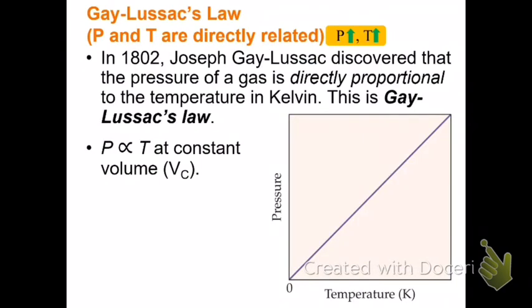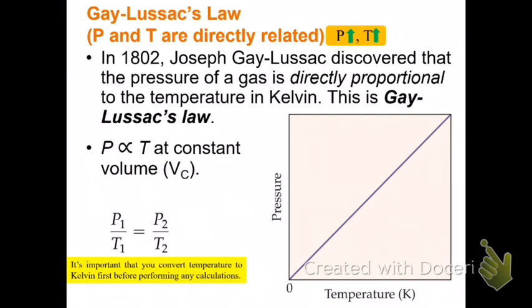All right, and the third law here is Gay Lussac's law, which basically states that the pressure of the gas is directly proportional to the temperature. So if you were to increase temperature, pressure also increases, and vice versa. And the mathematical relationship is shown here. So initial pressure divided by initial temperature is equivalent to the final pressure divided by final temperature. So again, we're dealing with temperatures here, and so it's important that you convert the units to kelvins first.